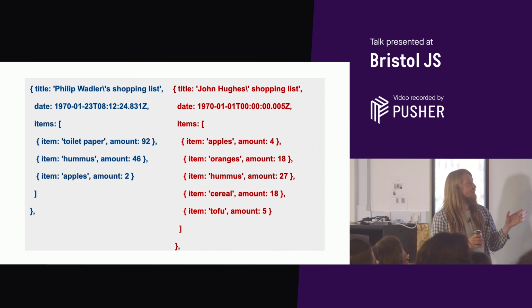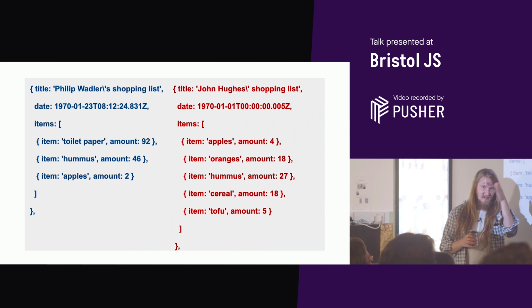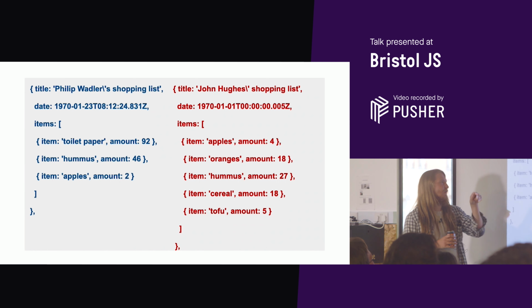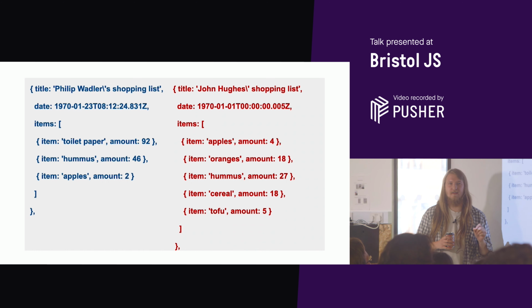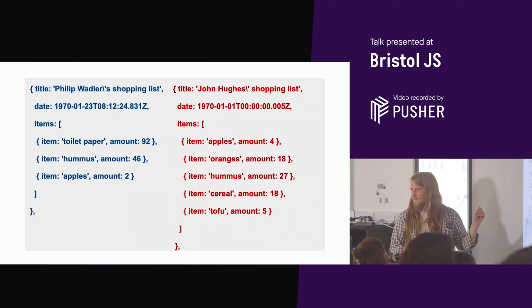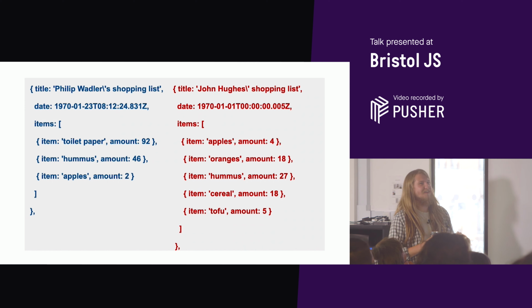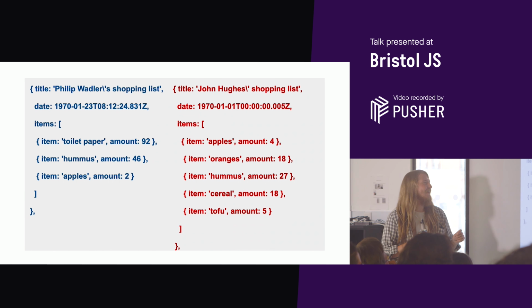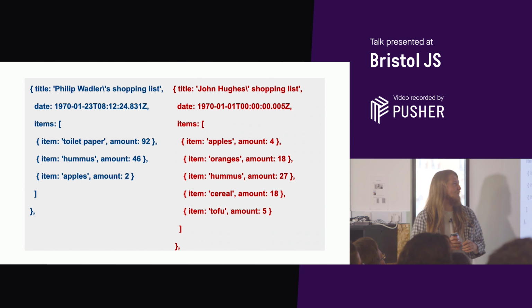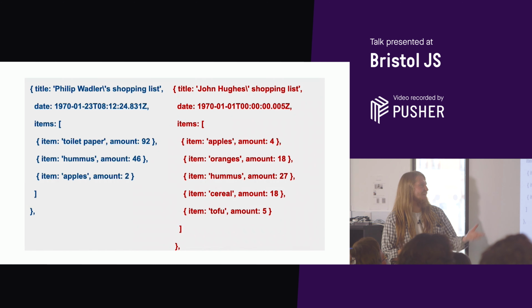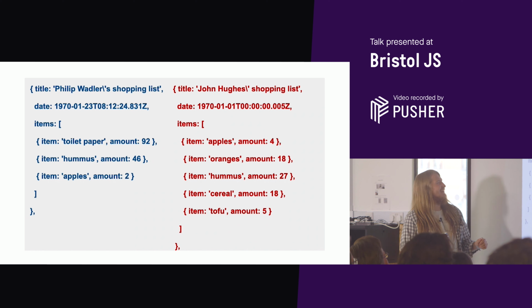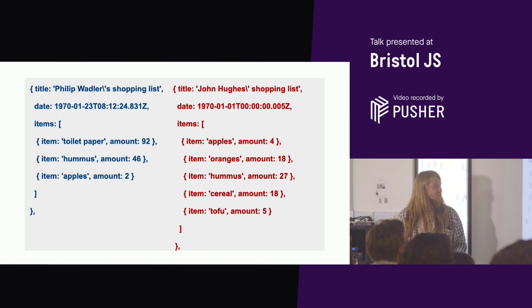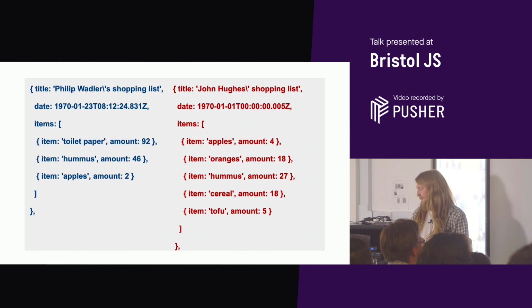John Hughes, and you can see there's a nice S apostrophe rather than S apostrophe S. About 5 milliseconds after the... Sorry? The beginning of time. Yeah, the beginning of time. 5 milliseconds after the beginning of time. He was just seeing in New Year's Day, 1969, and he thought, just got to pop to the shops. And he got 4 apples, 18 oranges, a load of hummus, some cereal this time, and a bit of tofu.